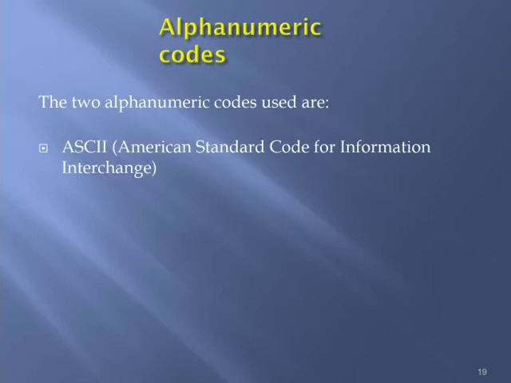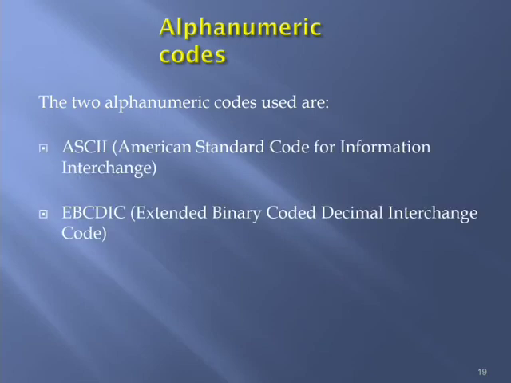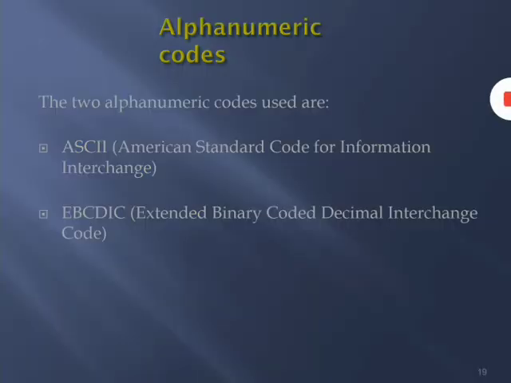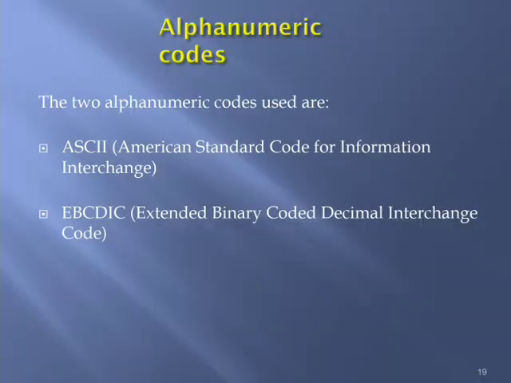So there are two different types of alphanumeric codes. The first one is ASCII. The abbreviation of ASCII is American Standard Code for Information Interchange. And another type of alphanumeric code is EBCDIC, which is Extended Binary Coded Decimal Interchange Code.